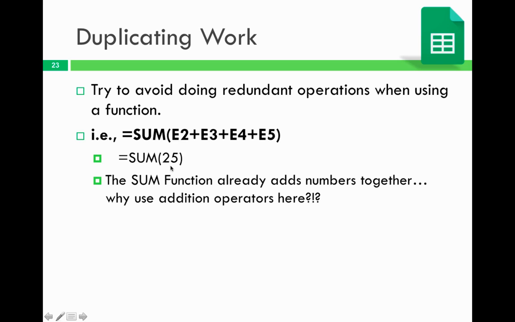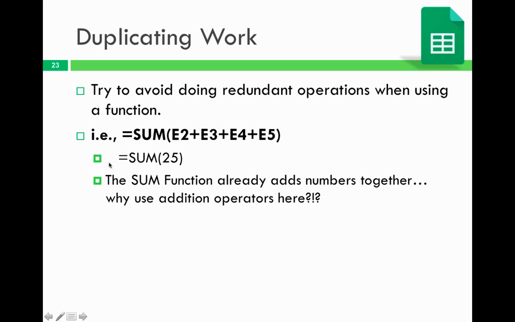The result of that is going to be 25 because there's only one number here. And if you add one number to nothing, you get the number, right? But what essentially you've done is you've done the math for the SUM function. You did the math ahead of time in this equation and then just gave it to SUM. You're really duplicating your work. You're doing more work than you need to. You don't have to do this.